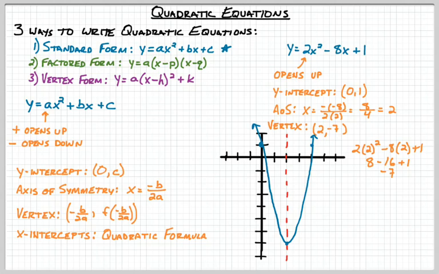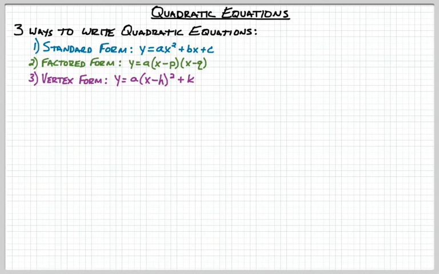All right. So let's try our next one. So we're going to look at the factored form. So the factored form is y equals a times x minus p times x minus q. Again, we start with the a. If it's positive, it opens up. If it's negative, it opens down.